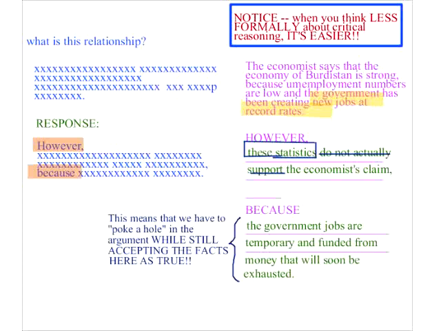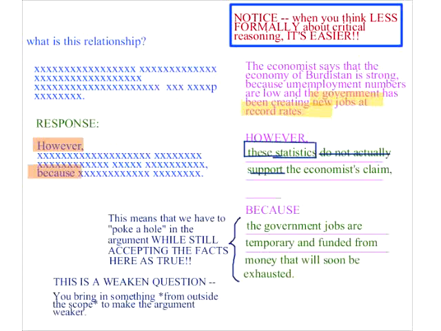You have to bring in something from outside the scope to make the argument weaker. The difference with the blank is just that you have to figure out what the conclusion is that you are actually trying to weaken. Usually it'll say something like, these statistics do not actually support the economist's claim. So what they're saying here is that the economist's claim is what we are trying to weaken. We'll go back to the original problem with this analysis in a second.